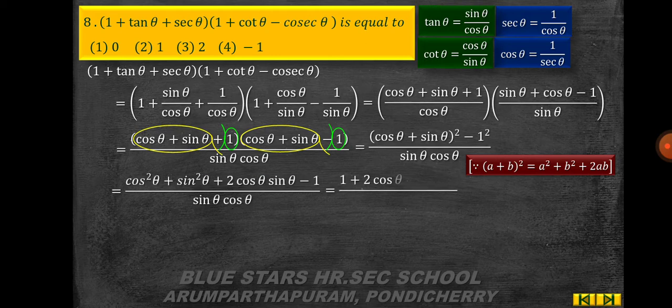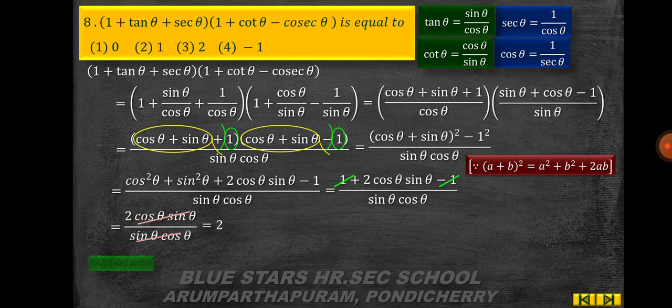Which is equal to, next we have to use the formula a plus b whole square. So cos square theta plus sin square theta plus 2 cos theta sin theta minus 1 divided by sin theta into cos theta. Then cos square theta plus sin square theta value is 1. So 1 plus 2 cos theta sin theta minus 1 divided by sin theta into cos theta. So plus 1 minus 1 gets cancelled, which is equal to 2 cos theta into sin theta divided by sin theta into cos theta. So cos theta and sin theta get cancelled. You get the answer as 2. So the correct option is option 3. The answer is 2.